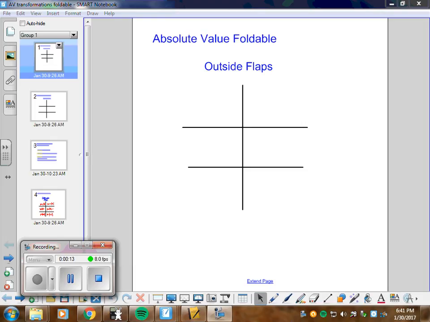We're going to start with the absolute value foldable that we made yesterday before you left. We're going to fill in the outside flaps first. We're going to start with the top left and fill in the outside flap. Y equals A times the absolute value of X. So your first flap on the outside is the top left. Y equals A times absolute value of X.